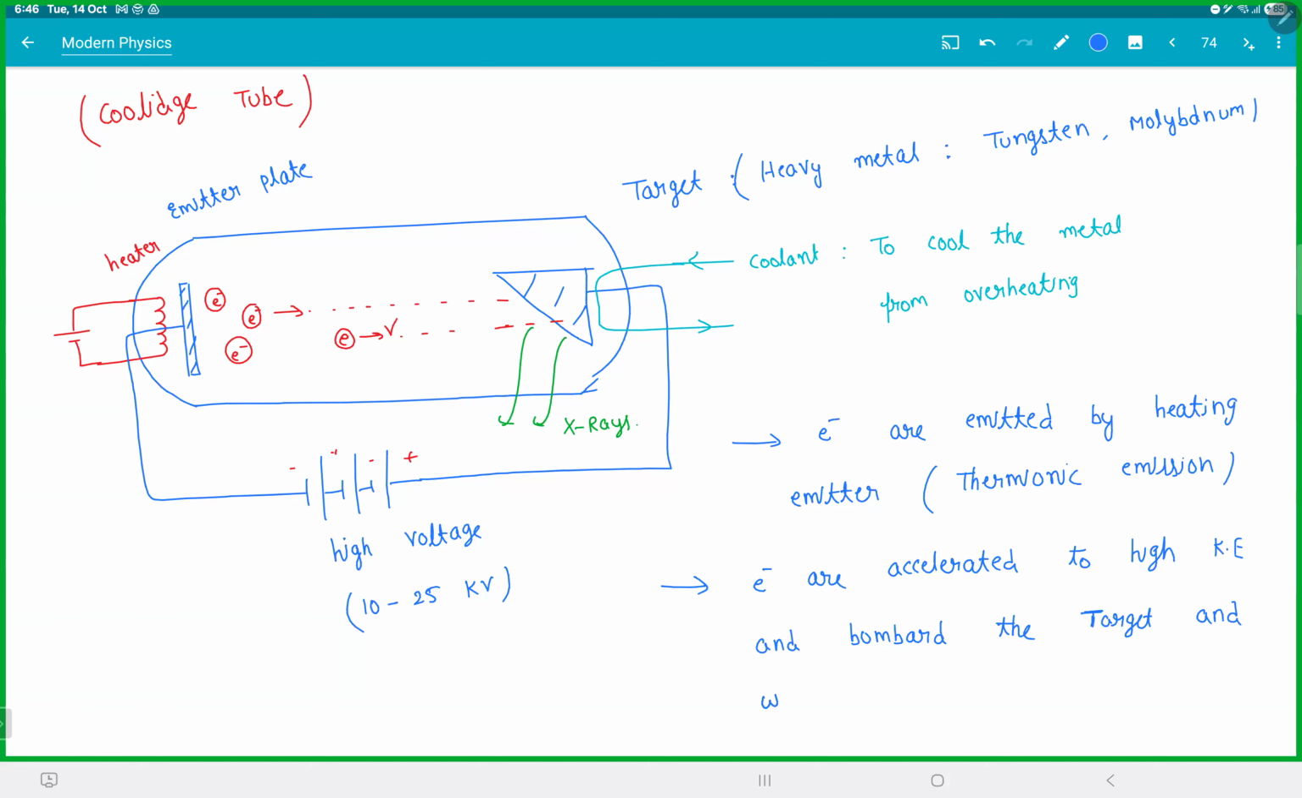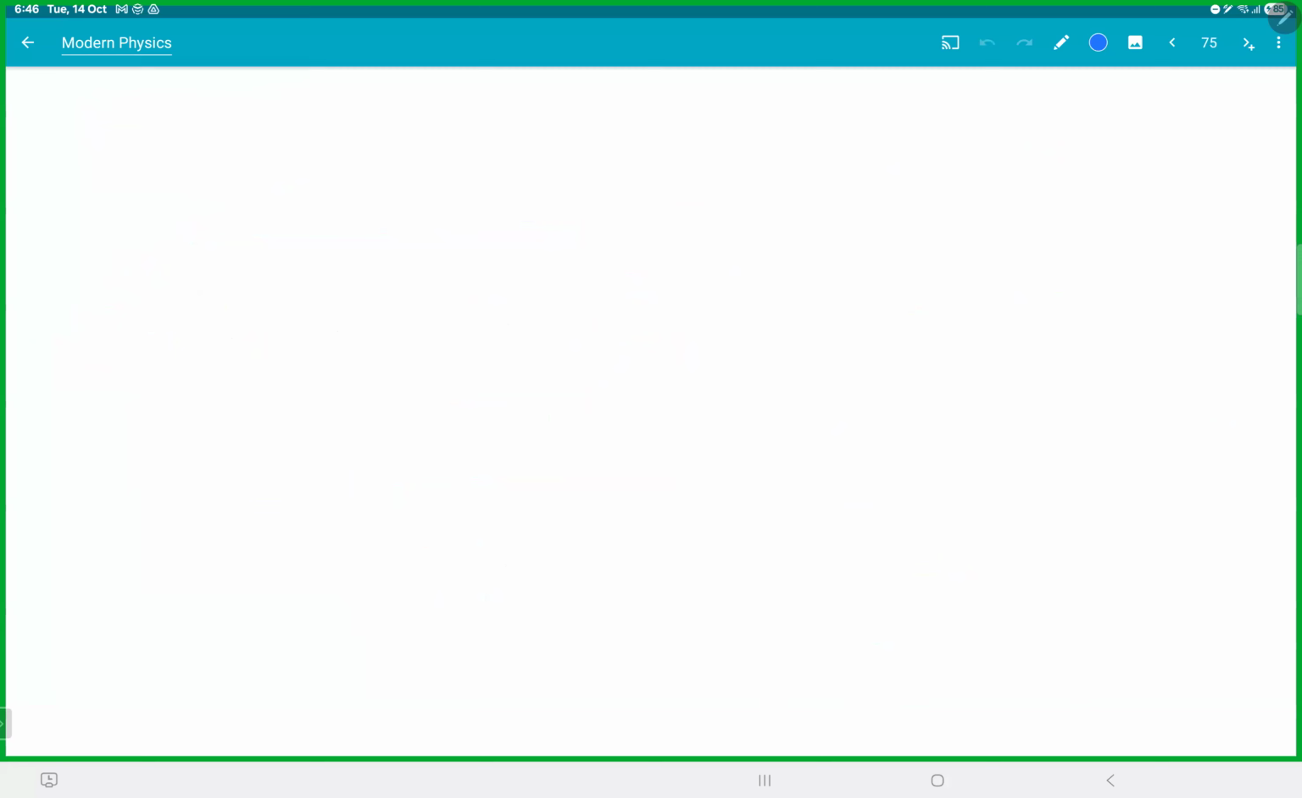And we observe X-rays. There are two ways you get X-rays in this. You will see both of them separately, but when you see a textbook or something, they will just give everything together. Now the problem with this thing, when you're bombarding a target, you actually lose a lot of energy. Roughly only 0.1% of the energy is converted into X-rays. That means a lot of it becomes heat.